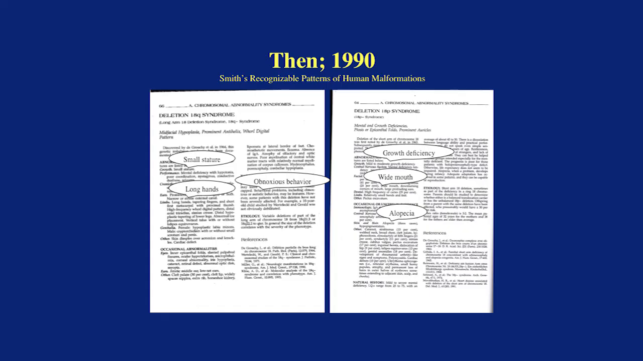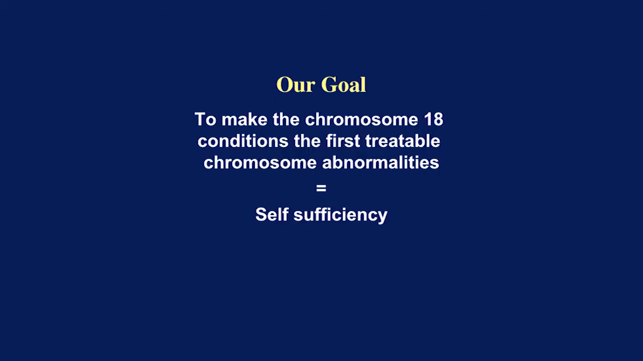This is just a reminder of where we started. Here are the pages for 18q- and 18p- from the primary source book of the day, back in the days when books were the go-to source of information. The information on these conditions was primarily focused on how to recognize and diagnose the conditions. So things like small stature, obnoxious behavior, and wide mouth were key points. There was very little functional information and no therapeutic guidance.